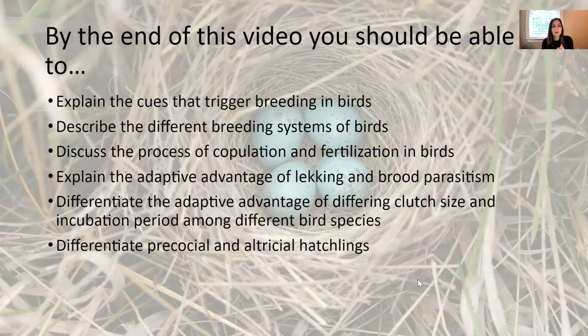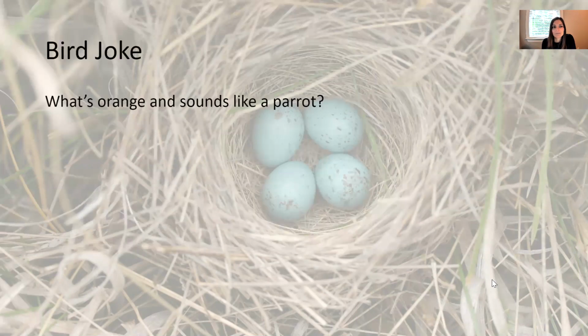So go back, make sure you can explain the cues that trigger breeding. You can describe breeding systems, copulation and fertilization, lekking, brood parasitism, different clutch sizes, and then differentiate precocial and altricial hatchlings. Leaving you with a joke today.